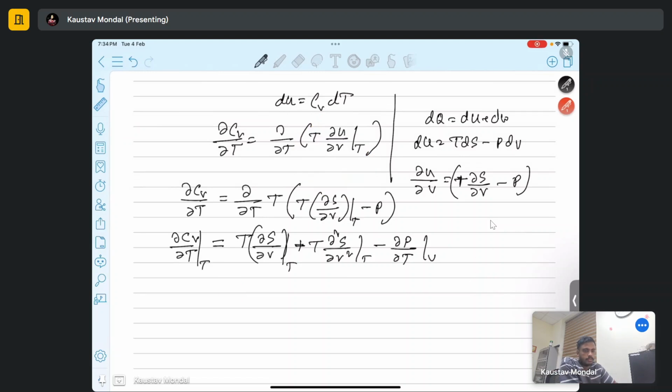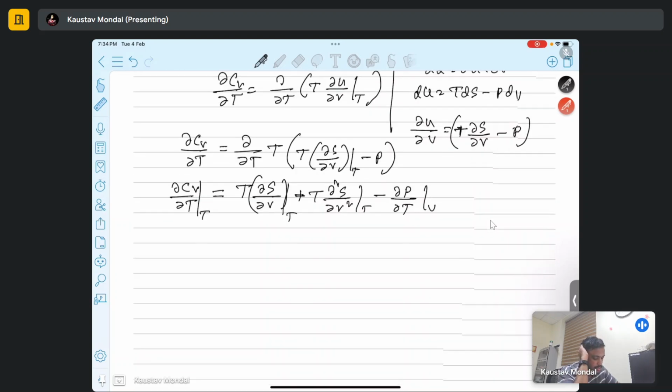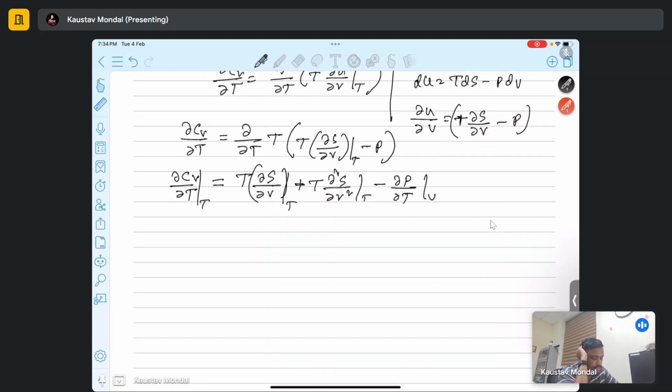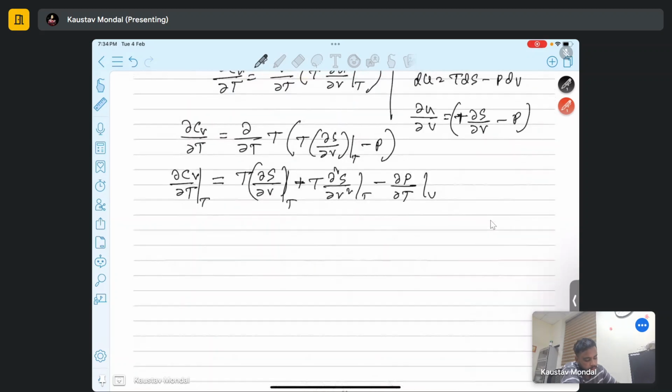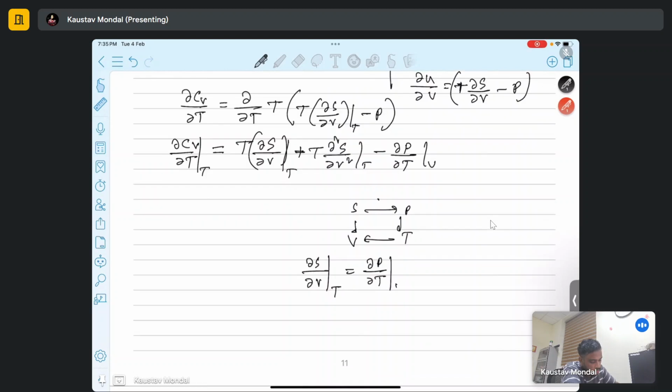Yes, so now one thing we have to use is called Maxwell's relation. So what is Maxwell relation? For thermodynamic potentials there is a relation for how the derivatives of each of these thermodynamic functions are related with each other. So in order to calculate that, we have to use that relation. So this is the way to remember actually: del S del V at constant temperature will be del P del T at constant volume.